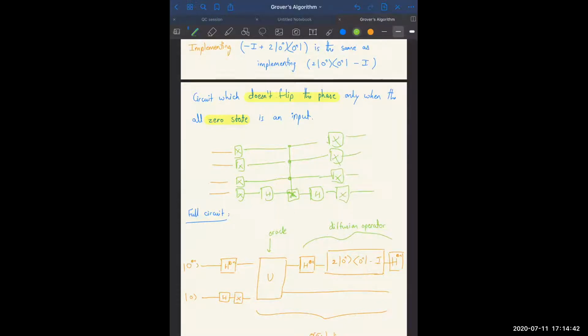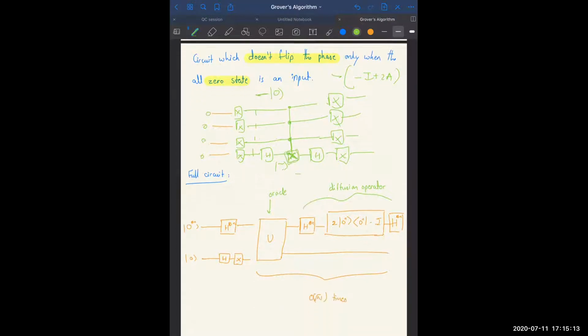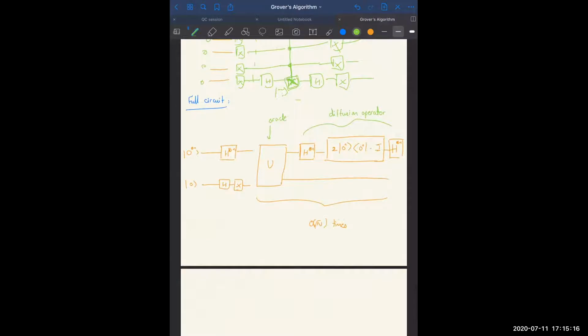And this is the operation that does the negative of minus I plus 2A. You can think about it this way: if you put in an all 0 state, this will become an all 1 state. And then this 1 state with H becomes minus. You know that when you do an X on a minus, you get minus of that. So when you give a 0 state, essentially you get a minus 0. And when you give any other state, this X gate won't get activated, and thus nothing will happen. Okay, and now let's look at how the full circuit looks.